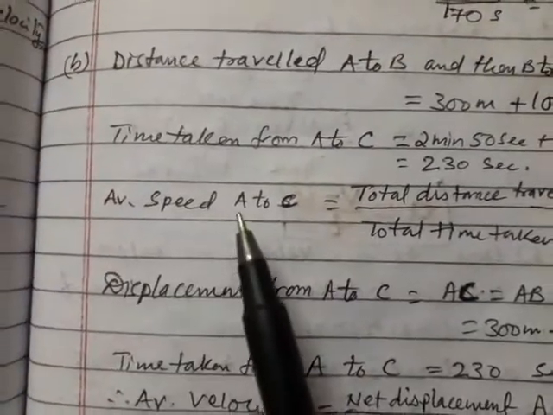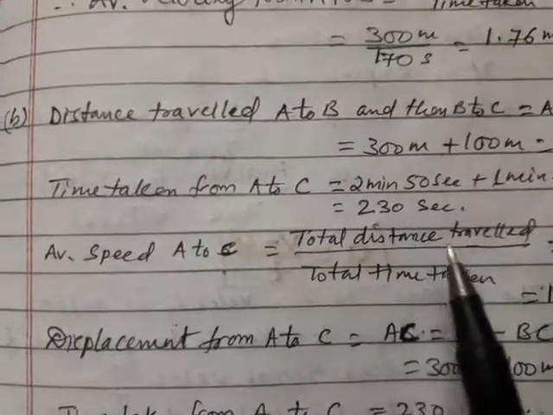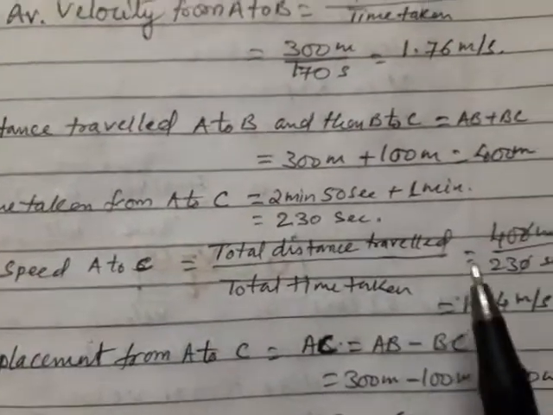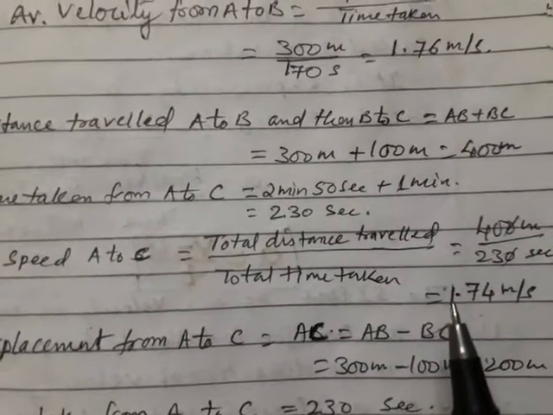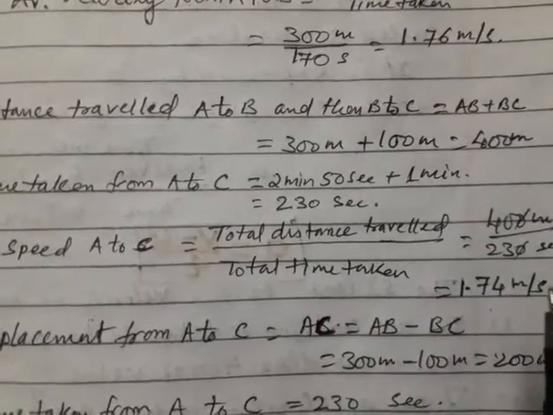Now average speed from A to C is equal to total distance traveled by total time taken. This is 400 meter by 230 second. And after calculation it is 1.74 meter per second.